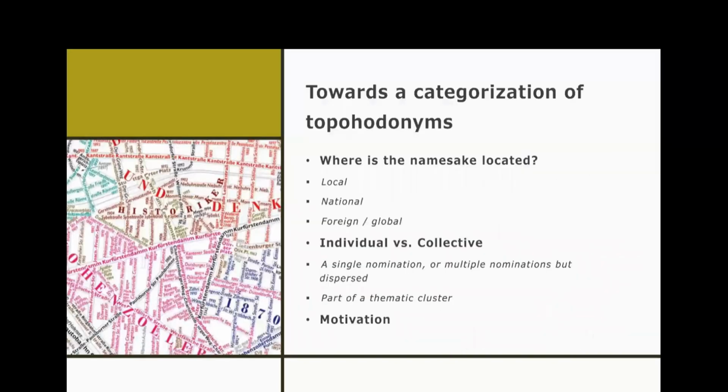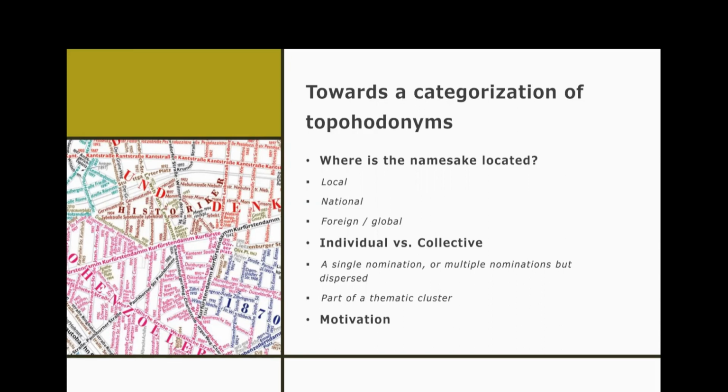Okay, let us now see how we can categorize topohodonyms. This could be done along various dimensions. For example, the namesake, that is to say, the toponym motivating a street name, could be native or foreign or even global. Regarding the native ones, there might be different degrees of their locality. Foreign ones could be some specific towns in neighboring countries, chosen for some political reason, for instance, or some archetypal, global, internationally known cities, such as Paris, Venice, or New York, for instance.